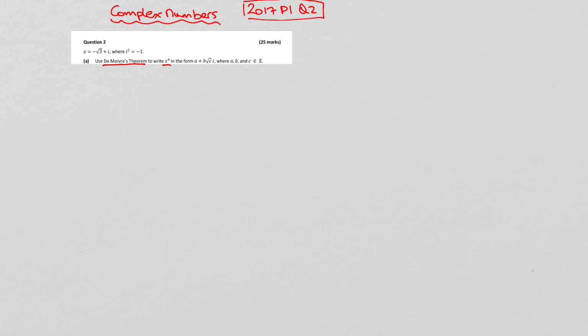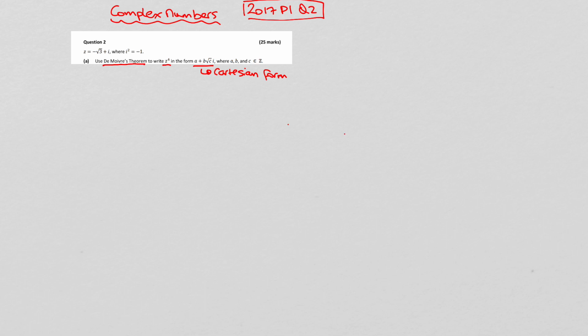So what that means is that we're given a complex number, and we're going to multiply it by itself 4 times. And then we have to make sure that we're writing our answer in the form of a plus b root c i. So in other words, we're writing it in Cartesian form. So we always have to remember to check, how do they want our answer? Do they want it in polar form or Cartesian form?